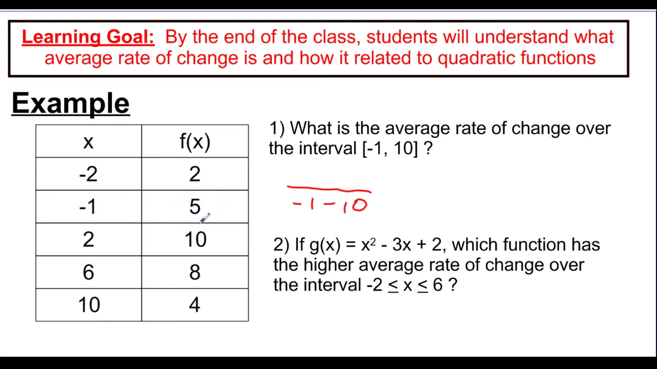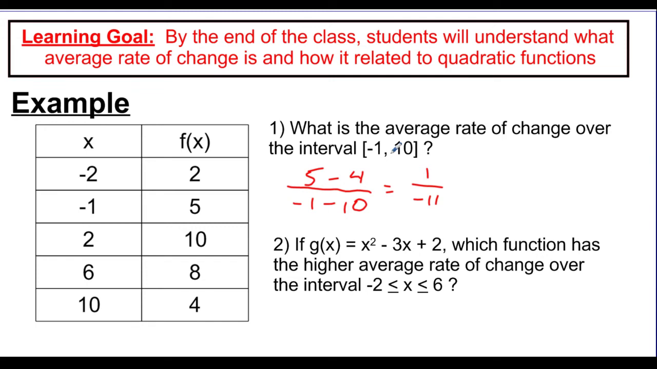Well, negative 1 has an f of x, or an output value, of 5. And then 10 has an output value of 4. So I'm going to say in this case, 5 minus 4 on top is 1 over negative 11. And so I'm going to say the average rate of change for this interval is negative 1/11th, or 1 over negative 11, any equivalent fraction to that.